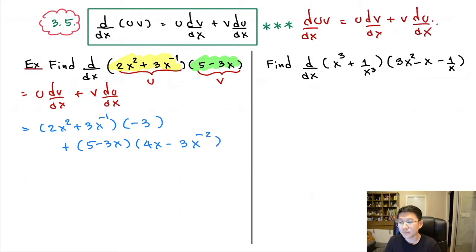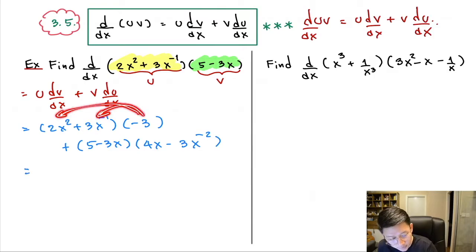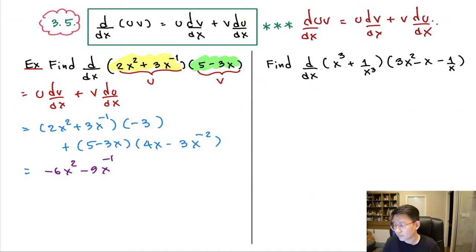Okay, and if you want, you can make it look prettier by multiplying this out. Just compute the multiplication. So we have minus 6x squared minus 9x to the power of minus 1. Okay, that is 9 to the power of minus 1, right? So the next one here, this guy.